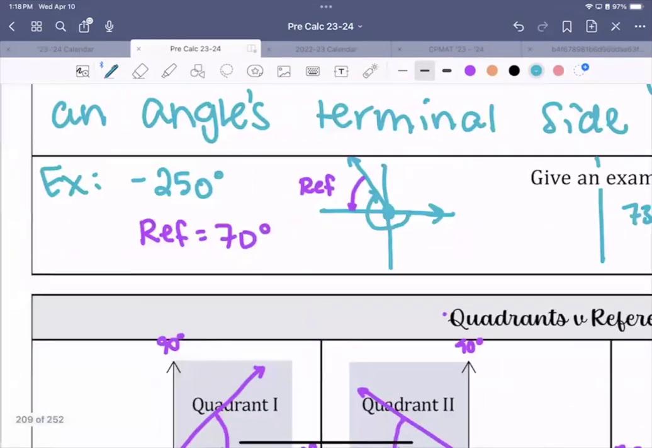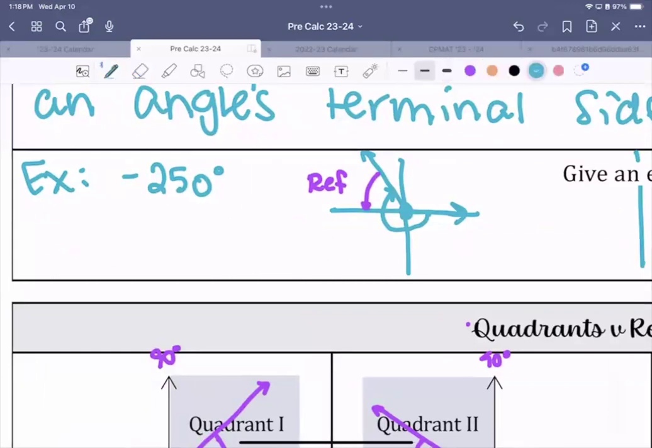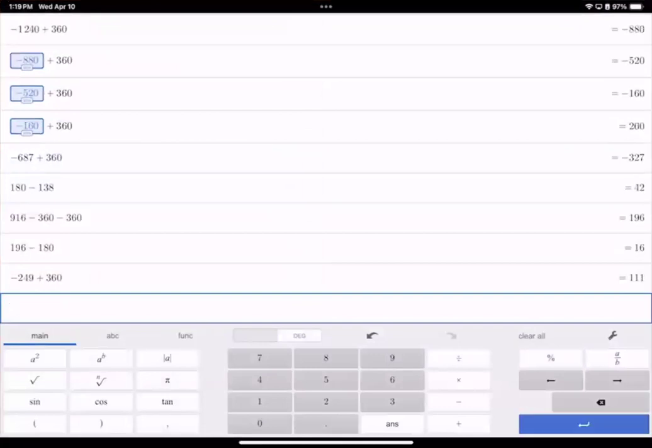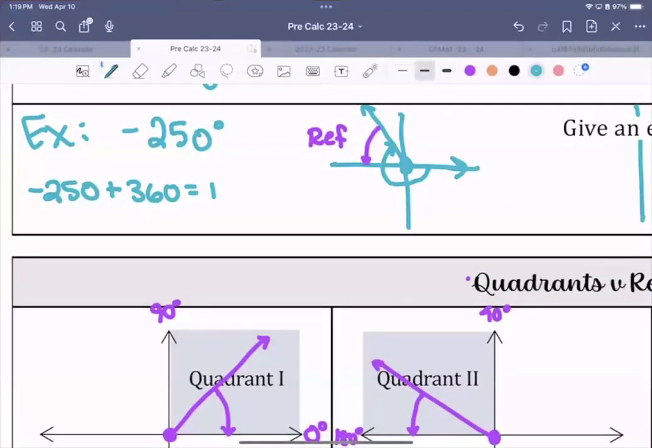Let's do it with this one as well. So I'm going to erase, just show you how we could get there. So for this one, we're at -250. I need to find my coterminal angle that's on the unit circle between 0 and 360. So what I would do there is just add rotations till I get to a positive number. And that should put me at a positive number. Let's go ahead and type that into my calculator. -250 plus 360. That gets me to 110 degrees.